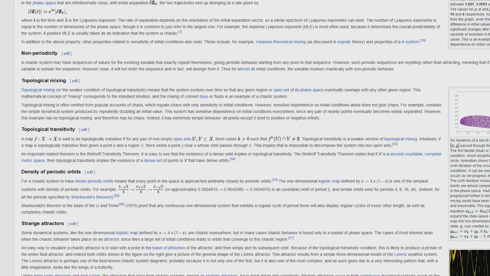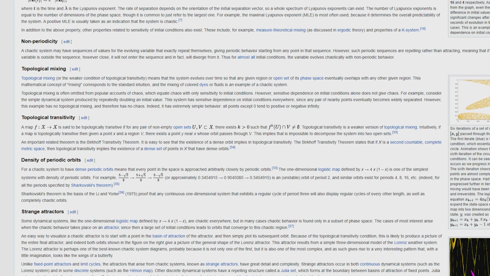An important related theorem is the Birkhoff transitivity theorem. It is easy to see that the existence of a dense orbit implies topological transitivity. The Birkhoff transitivity theorem states that if X is a second countable, complete metric space, then topological transitivity implies the existence of a dense set of points in X that have dense orbits.